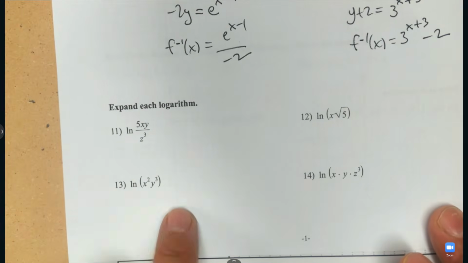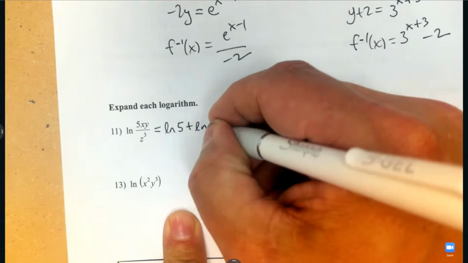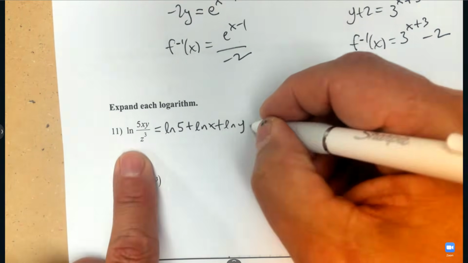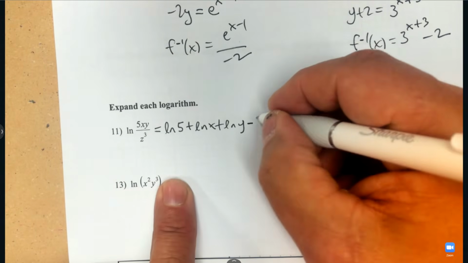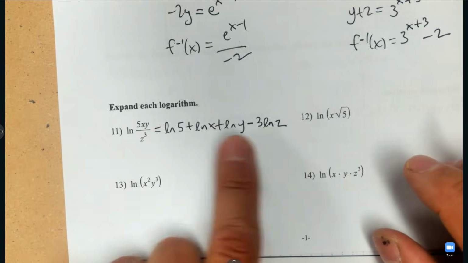All right, can we expand the logarithm into multiple logarithms? So if I see multiplying, I'm going to add, make sure it's ln for each one, and then subtract for dividing, and then the exponent 3 goes in front.